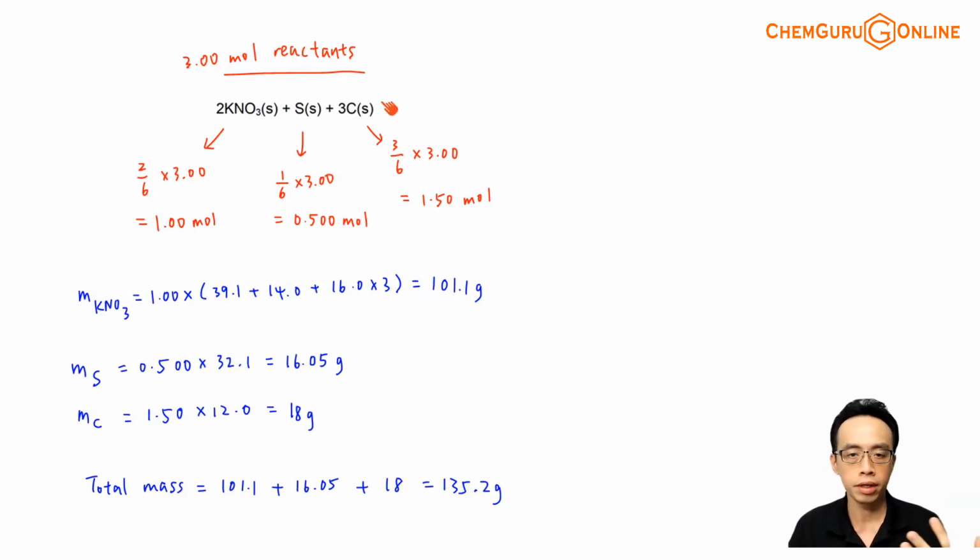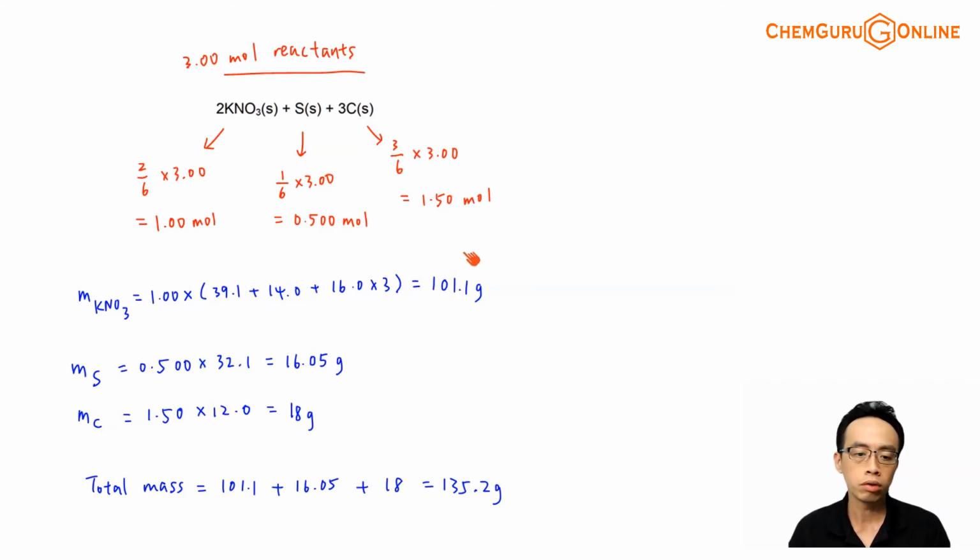Now we can do the same for sulfur and carbon. I know that out of a total of 6 parts, 1 part is sulfur. So the number of moles of sulfur will be 1 divided by 6 multiplied by 3, which is 0.500 mole. And involving my carbon, out of 6 parts, I have 3 parts carbon. So the number of moles of your carbon will be 3 divided by 6 multiplied by 3.00 mole, which is 1.50 mole. So effectively what we have done is split this 3.00 mole of reactant into 1.00 mole of KNO3, 0.500 mole of sulfur, and 1.50 mole of carbon.